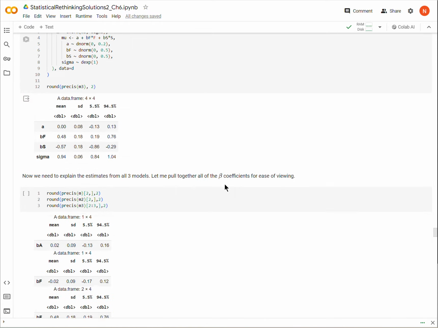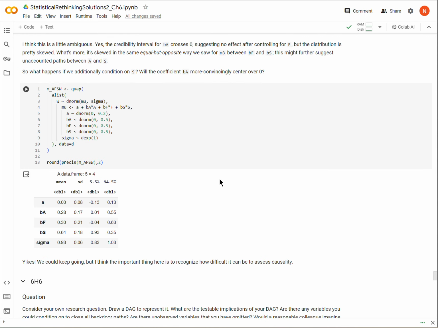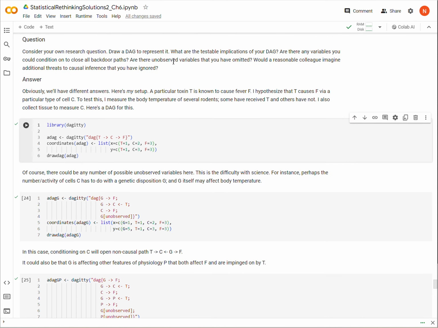Okay, so for 6H6, we want to consider a research question of our own devising, so we're all going to have different answers here, and then draw a DAG to represent it. And then we want to pick apart that DAG as though we were seeing a colleague's model and try to find weaknesses. Okay.